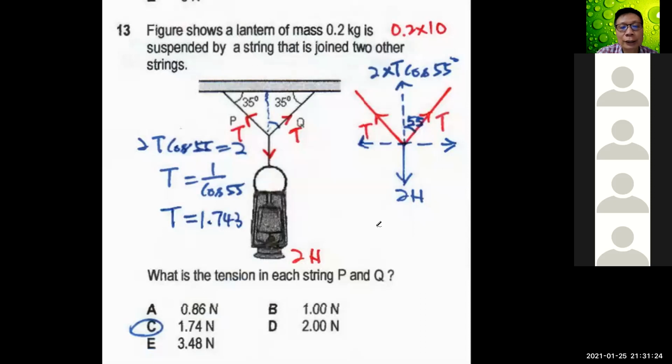Okay, so you all must be very smart to resolve, to open up the force, and then use the components to solve the problem. Study again question 13, go and understand it.